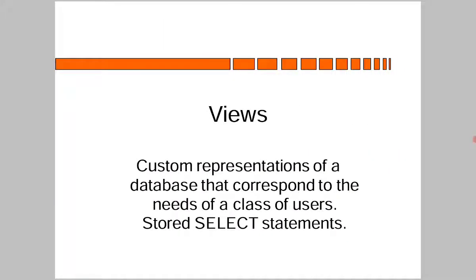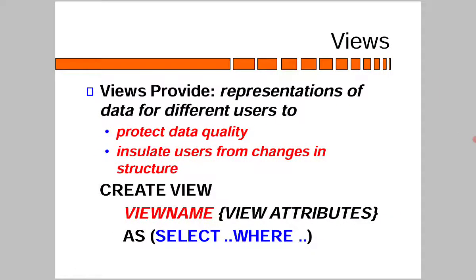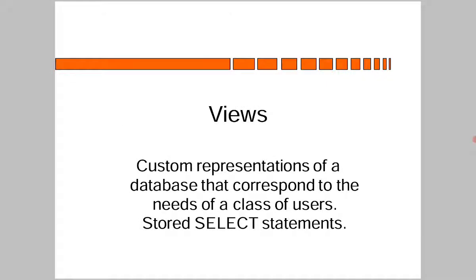So starting with views. What is a view? A custom representation of a database corresponding to the needs of a class of users, stored in a select statement. View is a feature of DBMS application or software. Generally views are used to view or retrieve only some portion of data or information from the tables by using select statements.